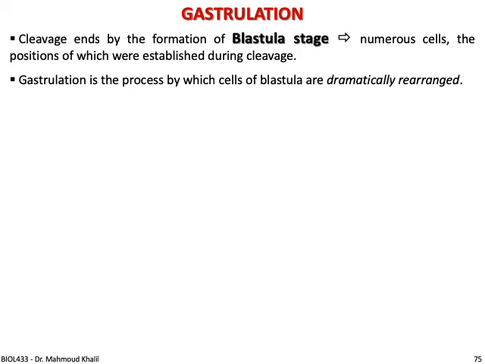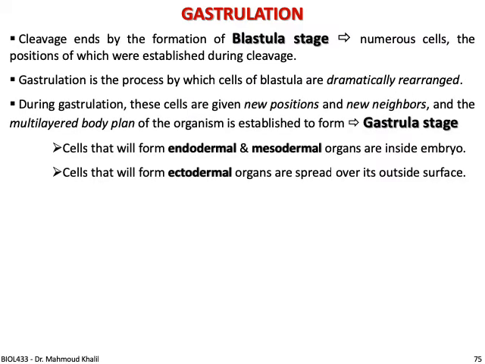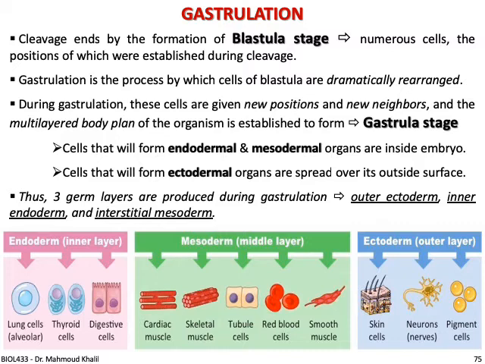Last lecture we talked about gastrulation and the stage which follows blastulation, and the main aim of the gastrula stage is to form a two-layered embryo. One layer will give rise to endoderm and mesodermal organs, and the other one will give rise to the ectodermal organs. You can see the examples of each layer and what organs it will give in future from the endoderm and mesoderm and ectoderm.